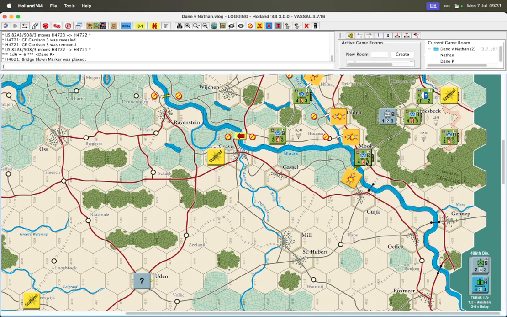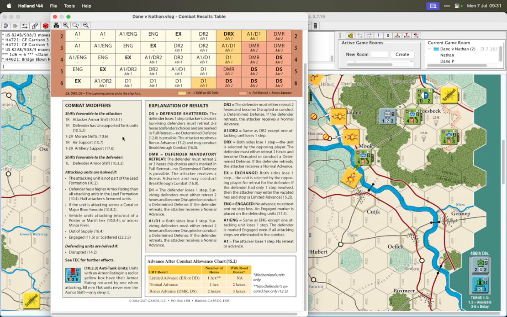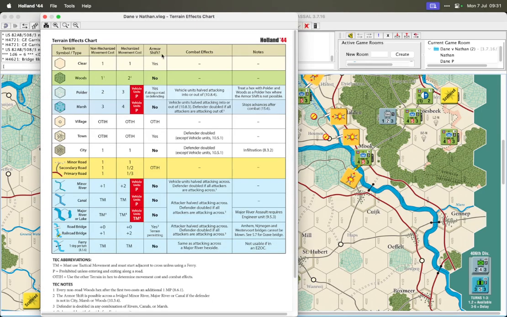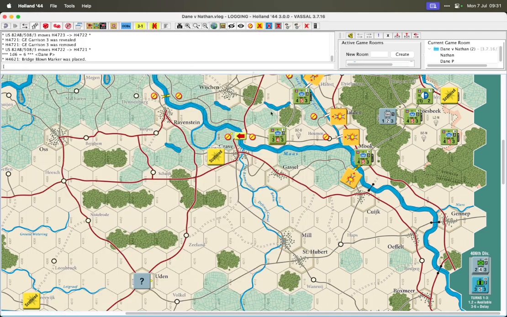Oh, but there's no bonus for being in the woods, right? Um, yeah, I think you don't get an armor bonus in woods here, do you? Or do you? I'm not sure. Woods, no armor shift in woods. So if you're in the woods, I can't get an armor shift against you. Although if I had armor down here this early in the game, I'd be wetting myself with joy. Oh, okay. Armor shift, no. Right. Non-mechanized movement cost. Mechanized movement cost. Got it. Okay, so that's a good reason to move into the woods.